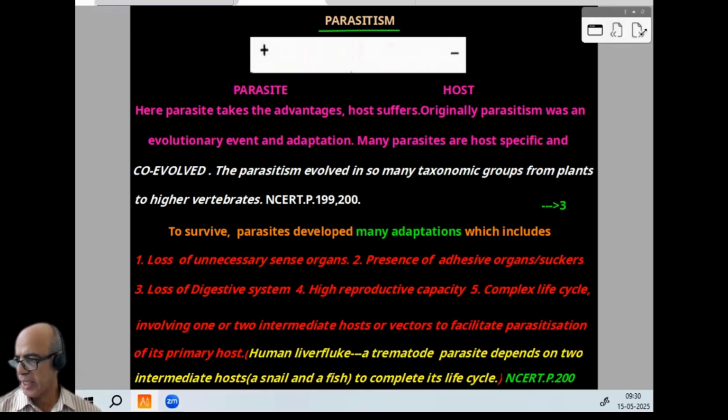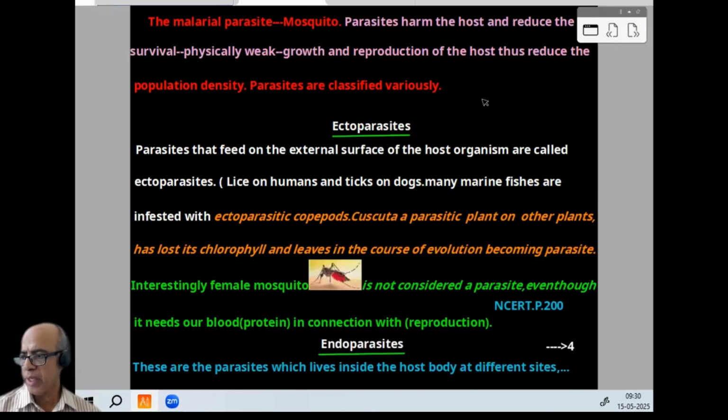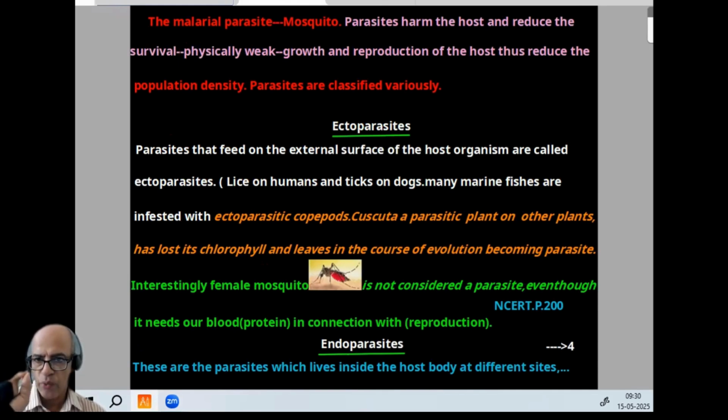I think the page is clear. Theoretical only; examples only make some confusion. Now, the malarial parasite, mosquito. Parasites harm the host and reduce its survival. The host becomes physically weak. Growth and reproduction of the host are thus reduced, and so is the population density. Parasites can be classified into various types.